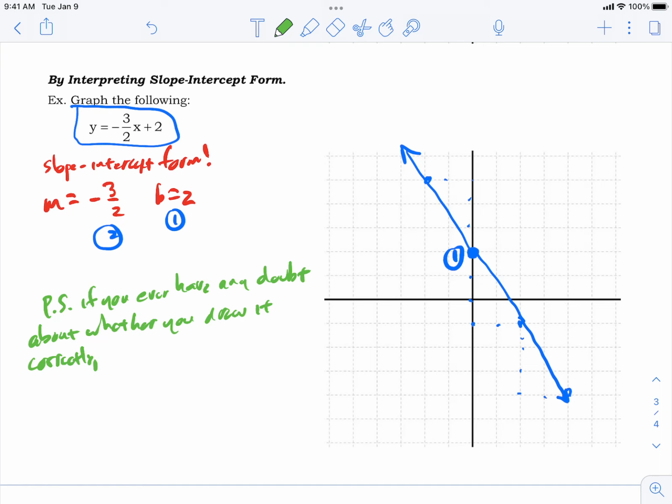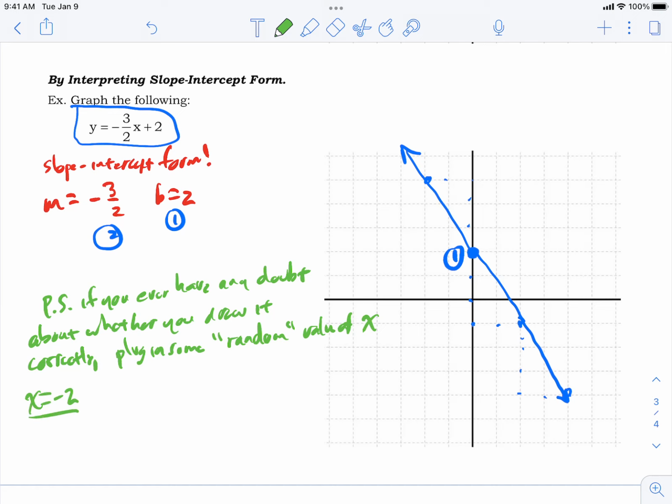But if you ever have any doubt, you can always just plug in some random value and make sure it's landing on the line that you drew. Make up a number between -6 and +6. How about, I don't know, how about -2? I just made that up.